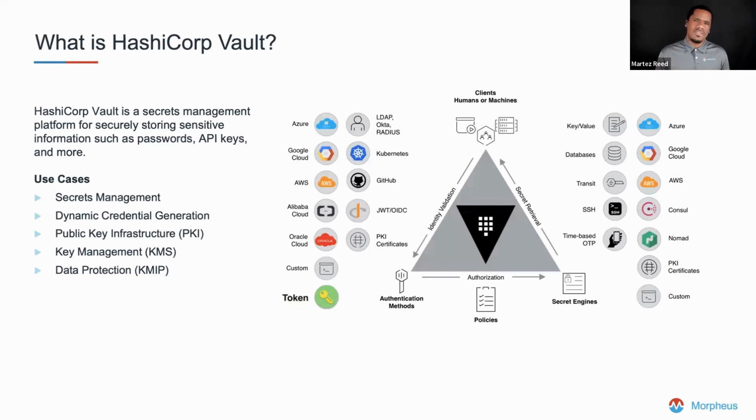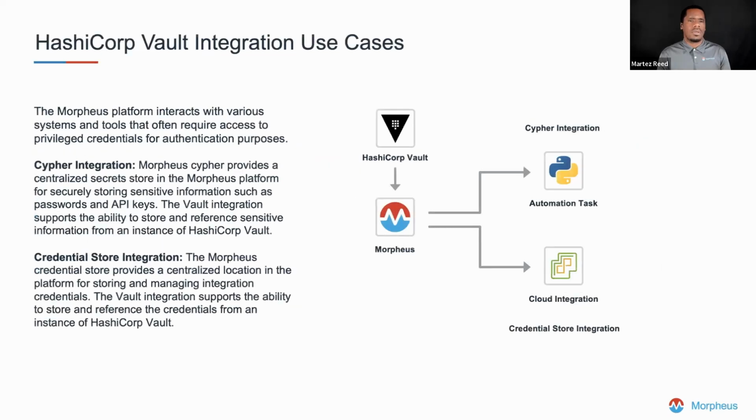So now we have an understanding of HashiCorp Vault and a number of its use cases. Let's take a look at ways in which the Morpheus platform can leverage HashiCorp Vault. The Morpheus platform includes a number of areas in which sensitive or secret information needs to be stored for things like integrations, whether it be a cloud integration, an IP address management integration, or several other areas in the platform where sensitive information or credentials need to be stored and ultimately fetched.